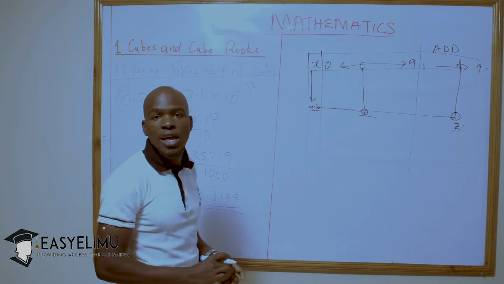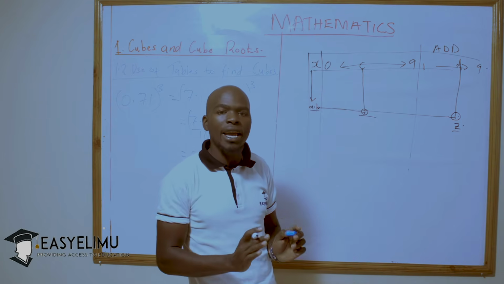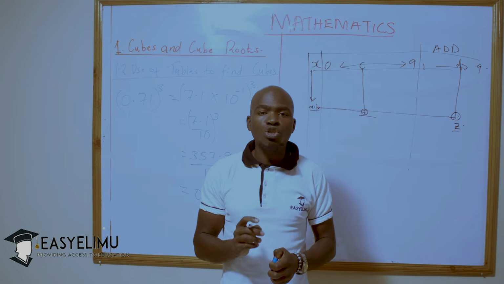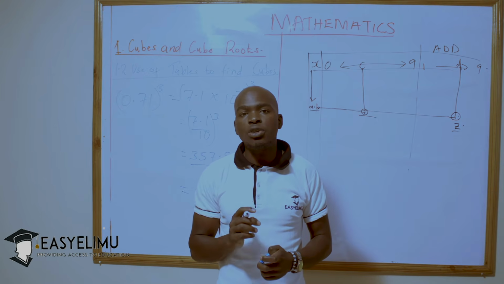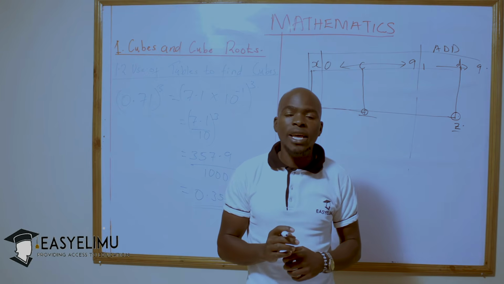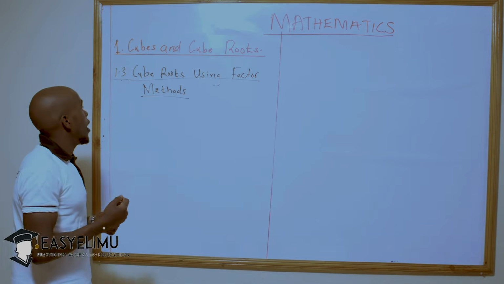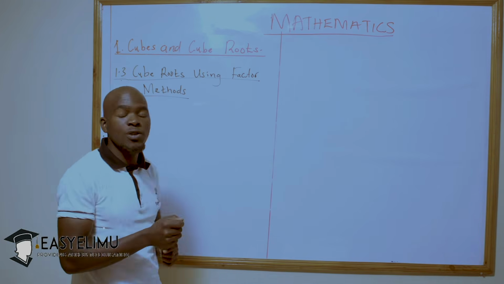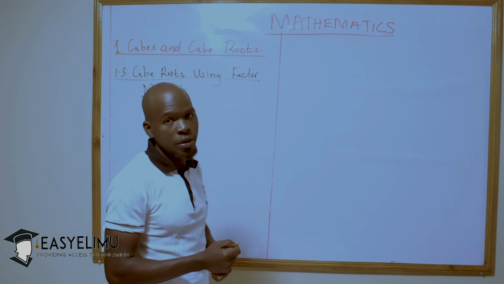With that, I believe that if you have been given any kind of number and told to find the cube of that number using the mathematical table, you can do it without any difficulty. Now we shall see how we can find cube roots of a given number using the factor method.